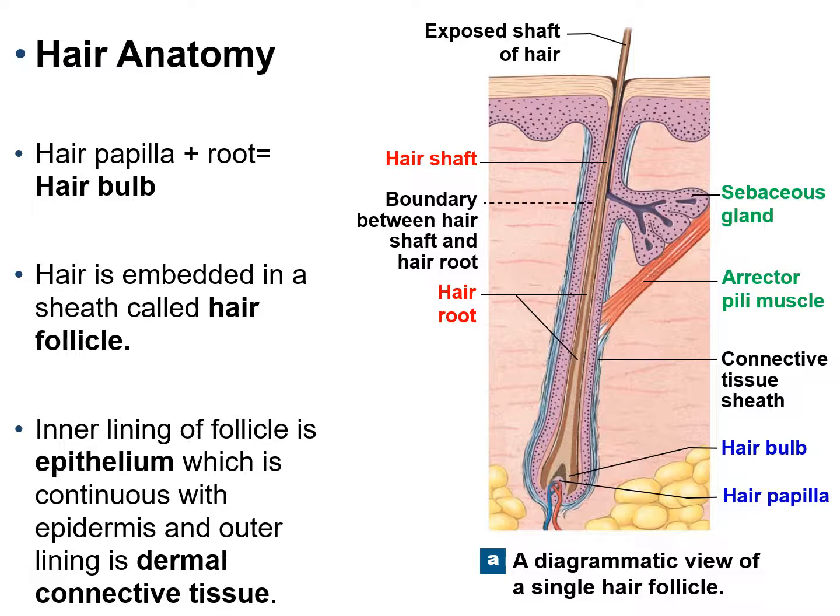The hair is also enclosed by a connective tissue sheath, which is known as the hair follicle. But the inner lining of the hair follicle also has an epithelial tissue component. This epithelium is continuous with the epidermis, while the outer lining is dermal connective tissue.